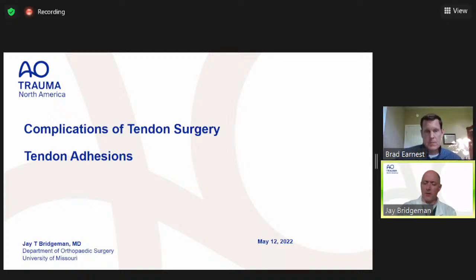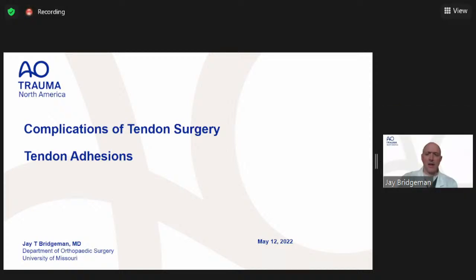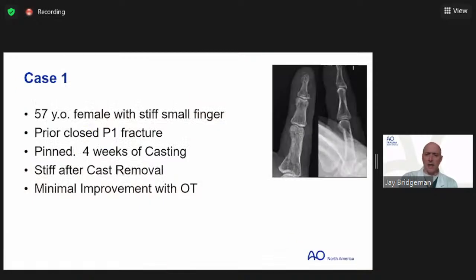All right. Well, thank you so much. We're going to go on to the next topic, complications of tendon surgery, specifically tendon adhesions and tenolysis. And we'll start with a case. This is a case of mine.